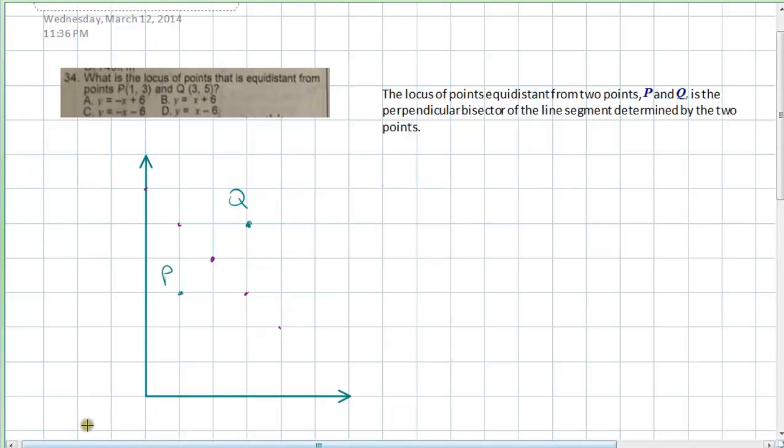And what I mean is, if I go out from here to here, or from here to here, those two lines are exactly the same length. And the same goes if I go from here to here, and here to here, and so on and so forth. All of these end up being equidistant from P and Q.